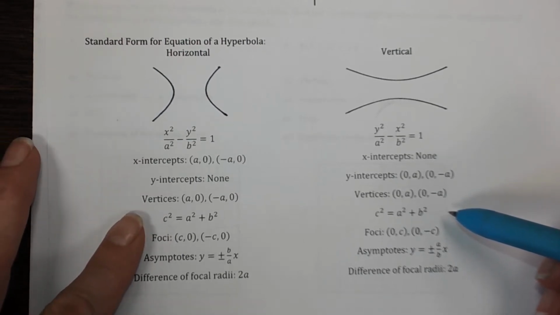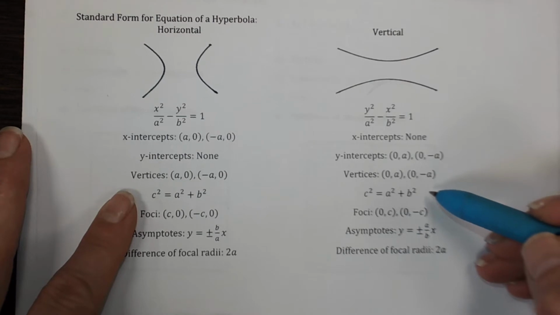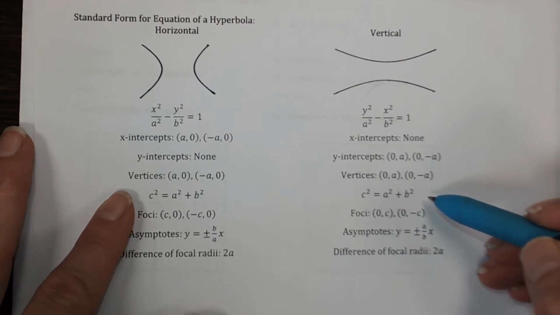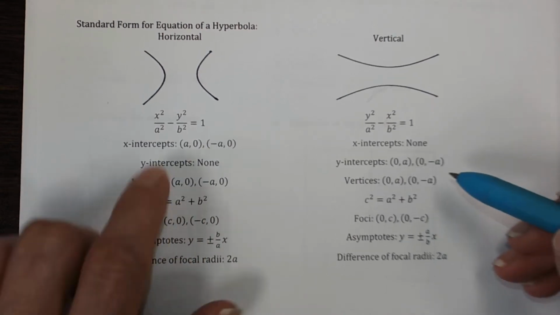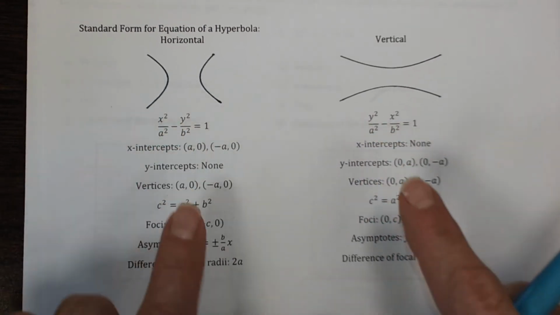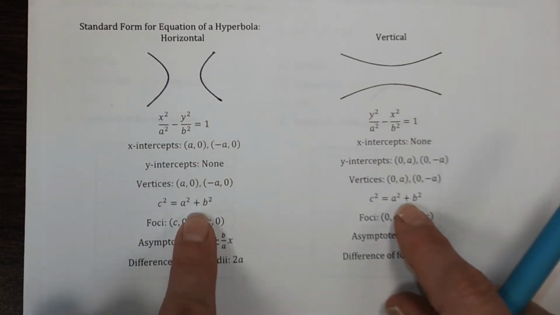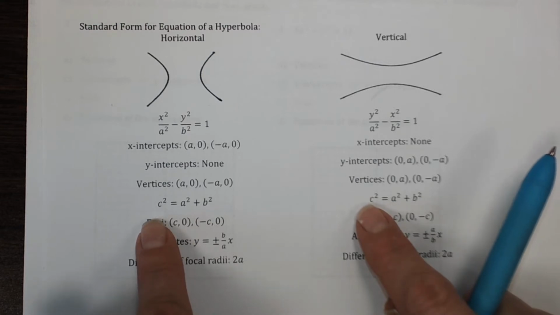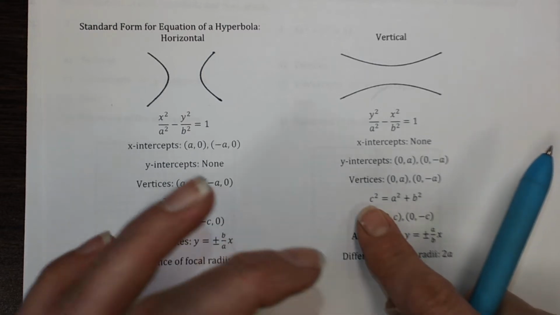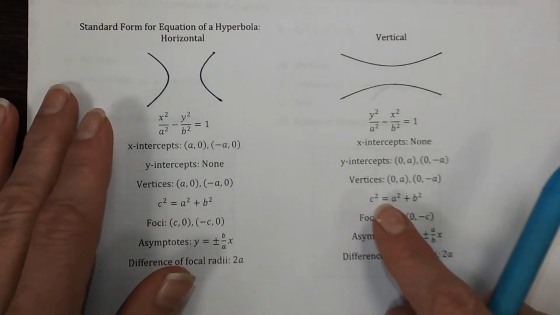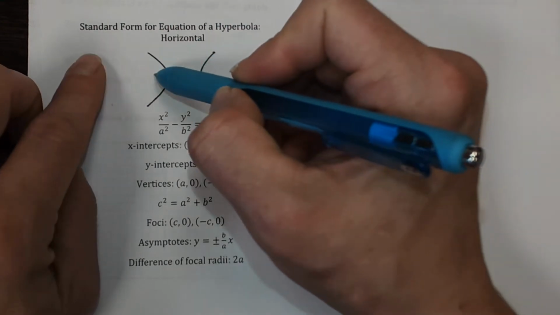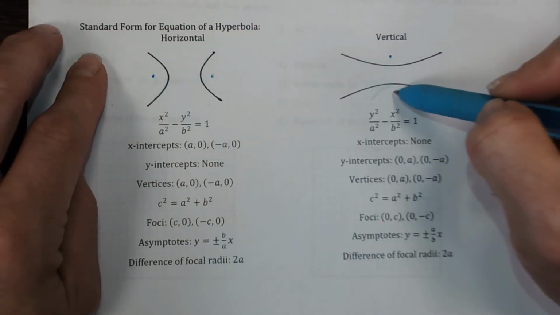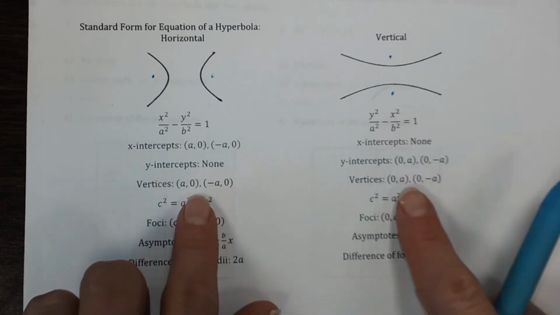Now, one thing I did want you to notice is that remember on our ellipse, the way that we found C was the difference between a squared and b squared. Well, in this case, when the function is subtracted, we are going to add the a squared and b squared to get C. If you think about this, it makes sense because for our ellipse, the foci had to be inside the ellipse. And for the hyperbola, those foci are on the outside, so it's going to be further apart. That's why we're adding.